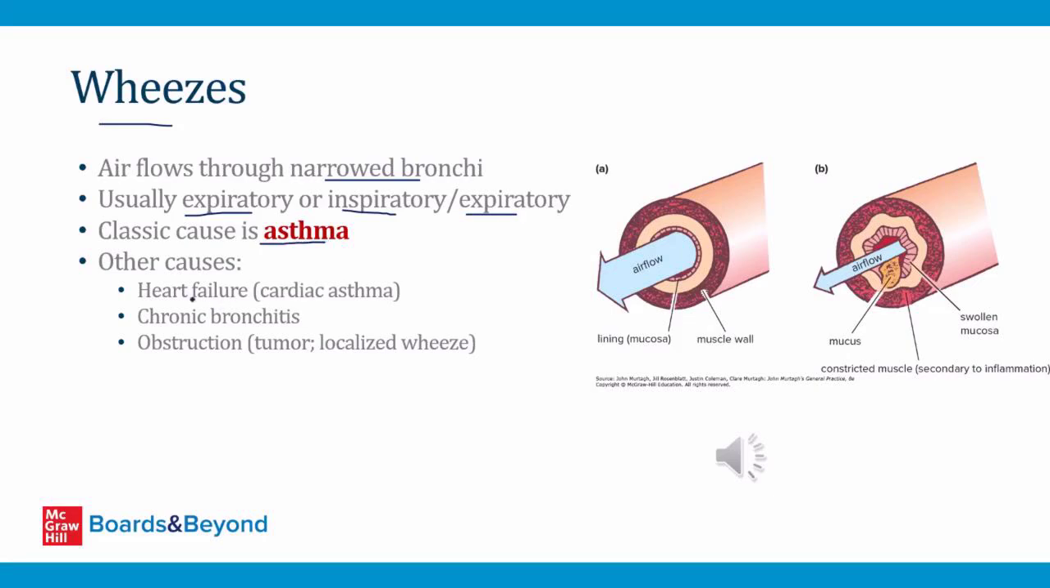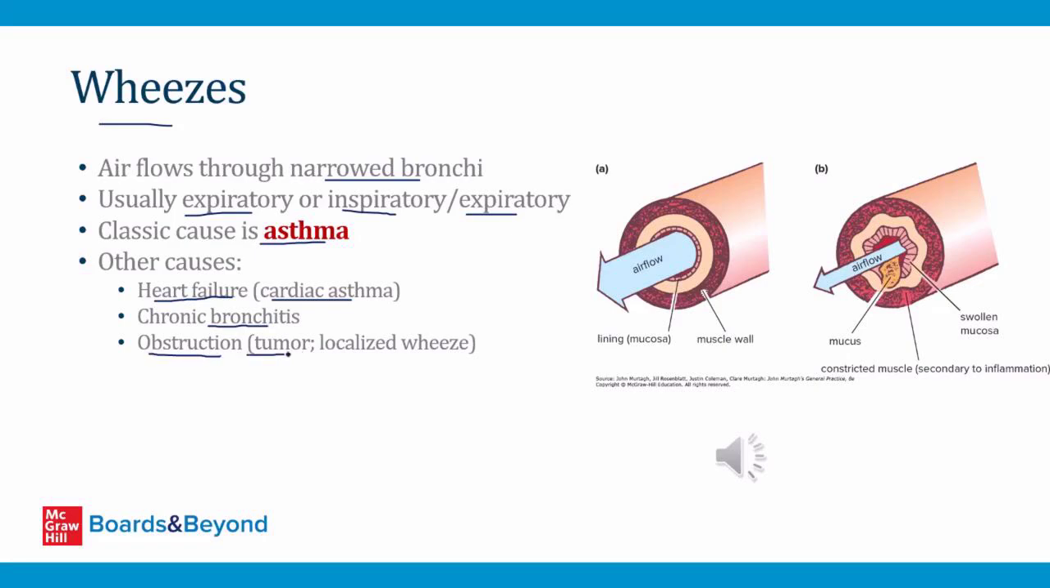You can also sometimes get wheezes from pulmonary edema in heart failure. This is called cardiac asthma. Basically, the pulmonary edema narrows some of the bronchi. You can hear wheezes in chronic bronchitis from inflammation and narrowing of the bronchi. And then you can also get wheezes anytime there's an obstruction.